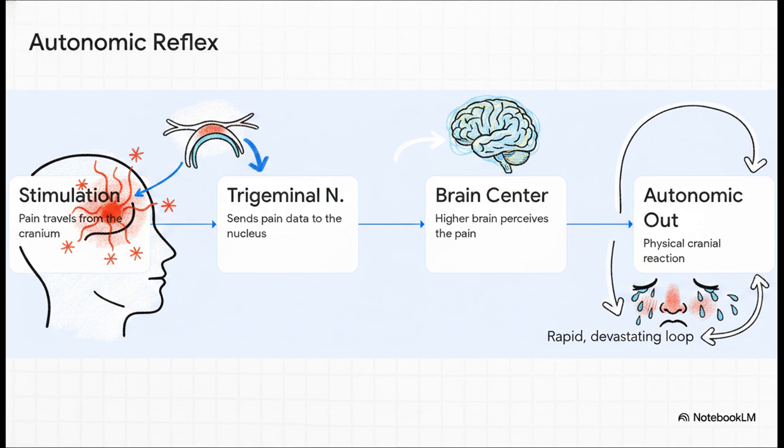Step 3, it shoots up to the higher brain center, which is where we actually perceive the pain. And then, Step 4, it triggers a reflex back out as a physical autonomic reaction. It is a wildly rapid, completely devastating loop of communication inside the nervous system.